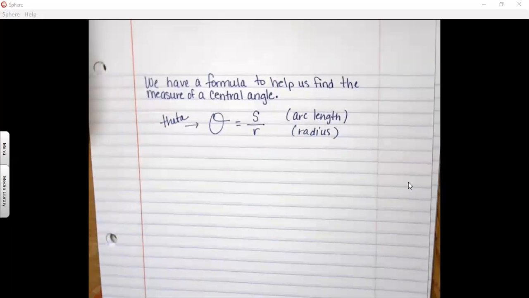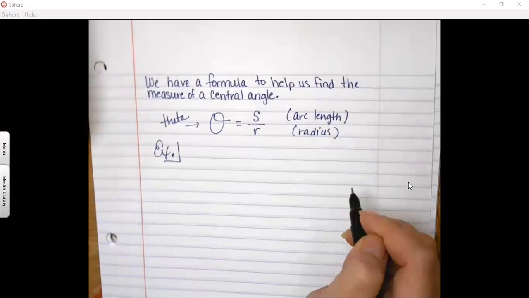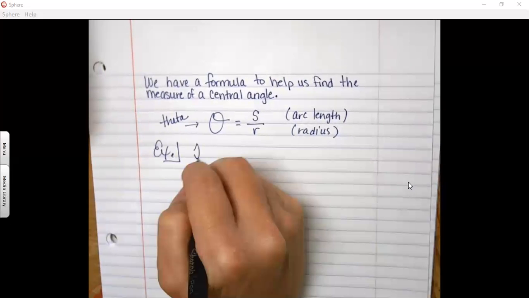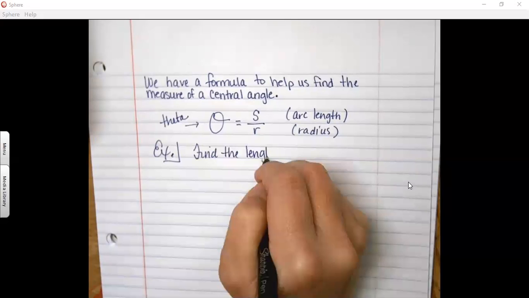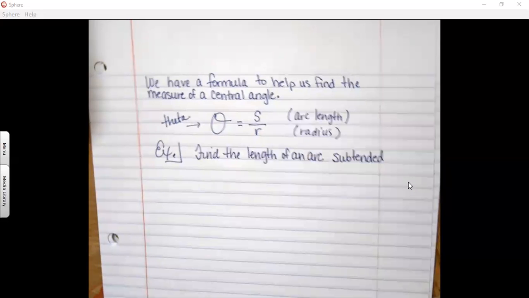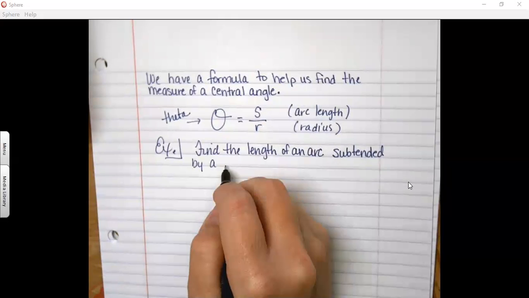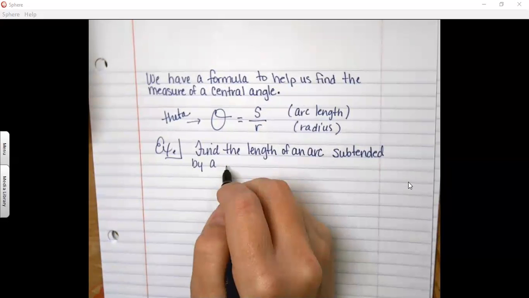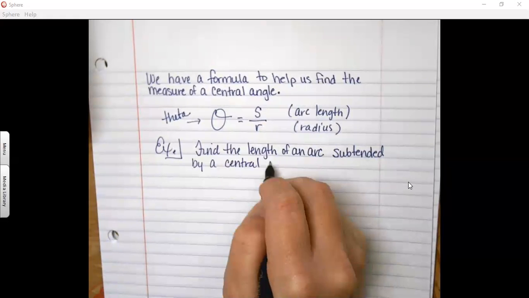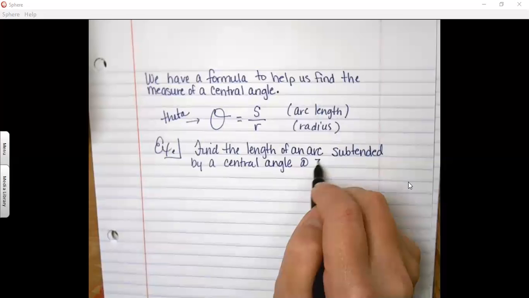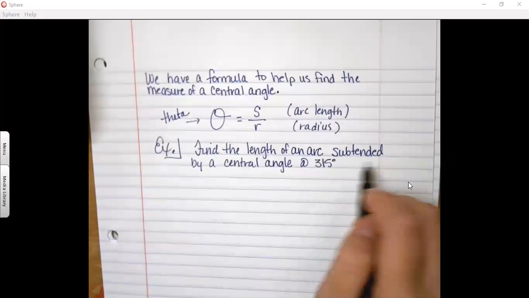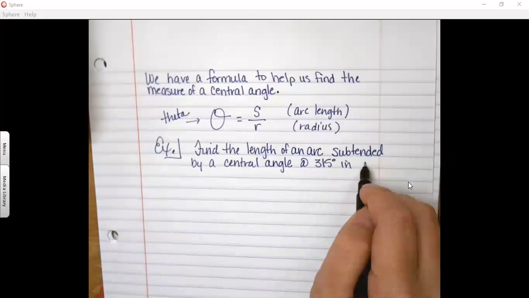Find the length of an arc subtended by a central angle at 315 degrees in a circle where the radius is 20 inches.